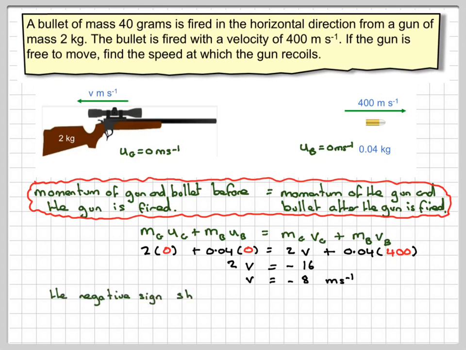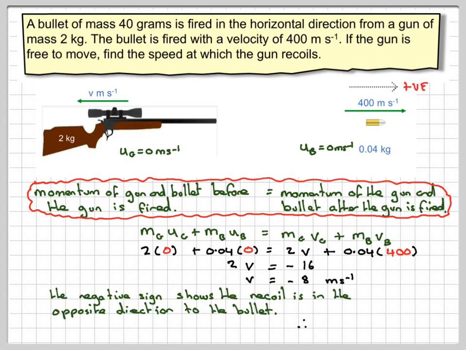Now, the negative sign shows that the recoil is in the opposite direction to the bullet, because we know when we fire a gun it goes backwards. Therefore, the speed will be 8 meters per second. The positive direction will be that way, of course, and when we fire a gun we know it moves us backwards.